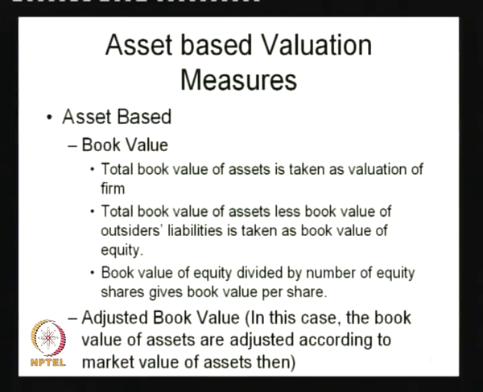We have another method that is called adjusted book value. In this case, the book value of assets is adjusted according to the market value of assets. So, when the valuation is being done, instead of taking the balance sheet value of the assets as reflected in the balance sheet, we can take the market value of those assets as of the time when the valuation is taking place, and the market value of those assets can be more or less than the book value. Accordingly, these adjustments are done, and then value per share is found out.